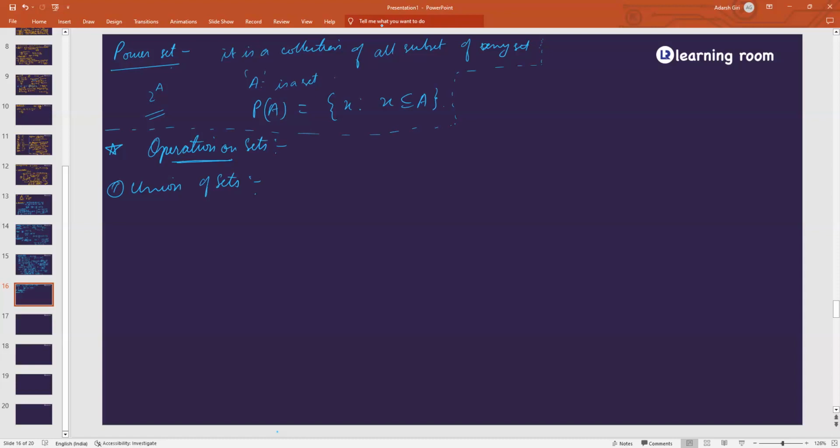Good. So the union of sets is denoted by A union B. It is a set of all those elements which are either in A or B. So it should be either in A or B.